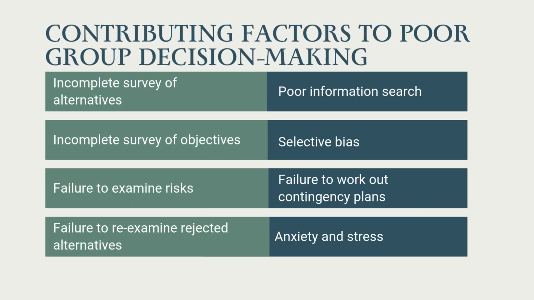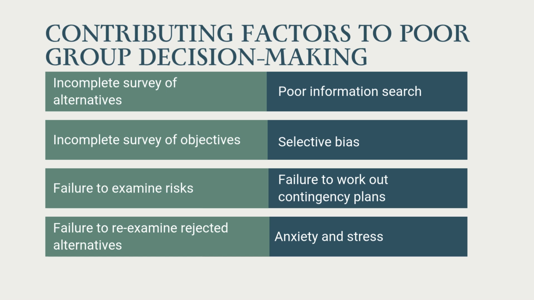Some additional contributing factors to poor group decision-making include incomplete survey of alternatives, which means that members of the group have not explored other choices. Incomplete survey of objectives means that group members haven't clearly defined their goals. Failure to examine risks. Failure to re-examine rejected alternatives refers to alternative ideas or choices that were ruled out in the beginning of the discussion but may warrant another examination.